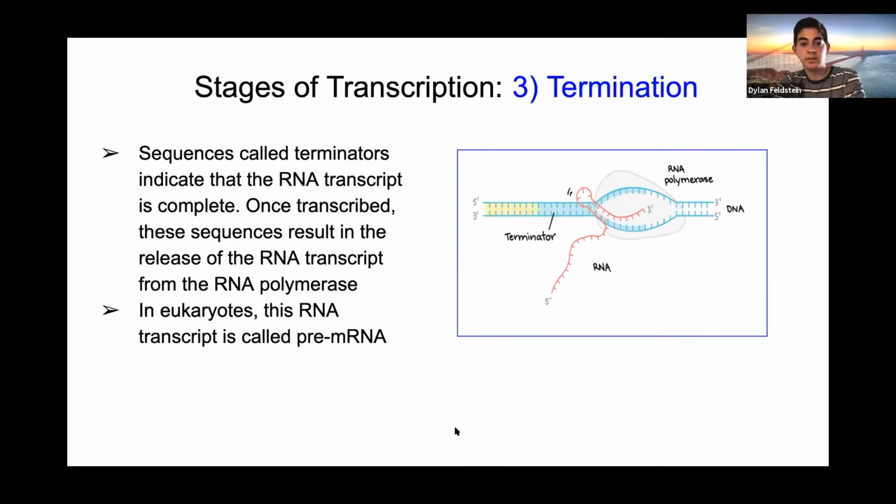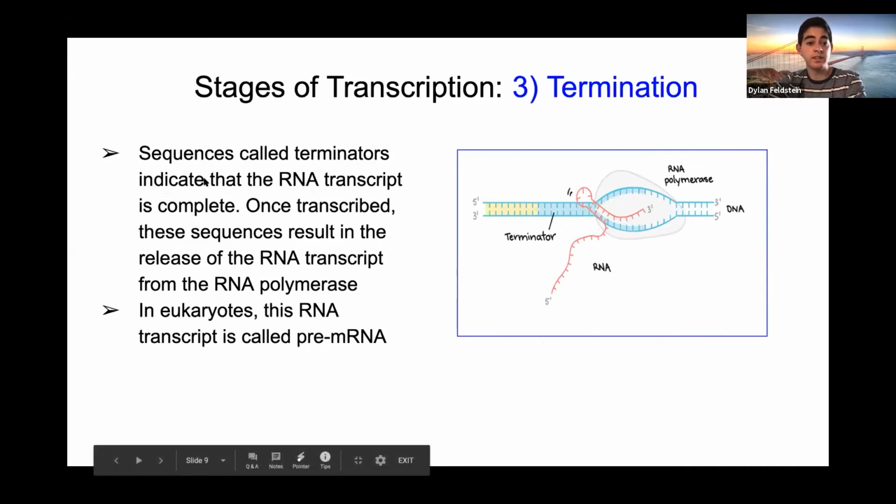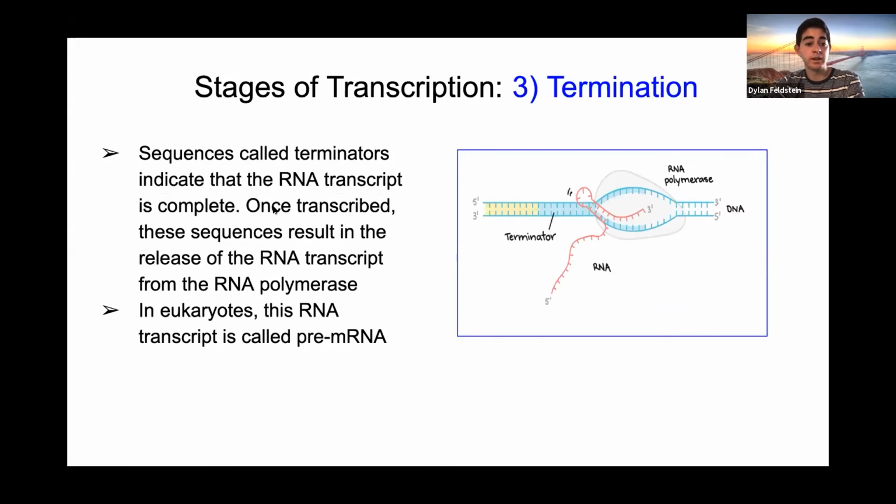So the third stage of transcription is called termination. So sequences called terminators indicate that the RNA transcript is complete. So once these terminators are transcribed, these sequences result in the release of the RNA transcript from the RNA polymerase. So in eukaryotes, the RNA transcript is called pre-mRNA. So it still has to be modified to become mRNA.